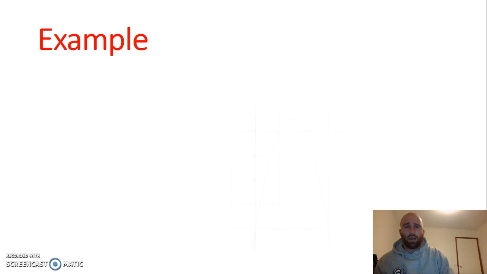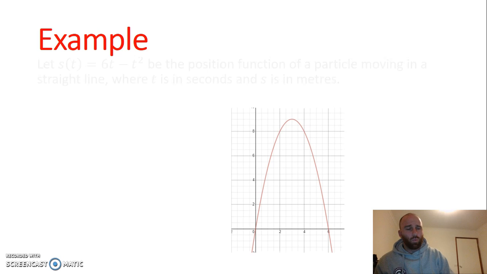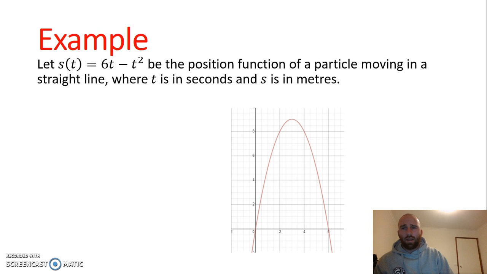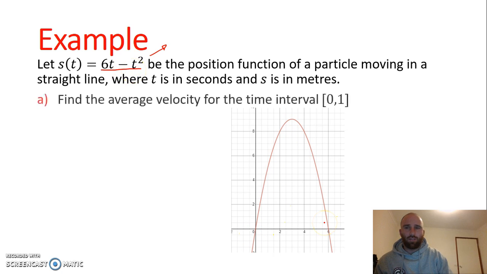An example. Let s of t equal 6t minus t squared be the position function of a particle moving in a straight line, where t is in seconds and s is in meters. This is what it looks like when it's graphed. Remember, the negative t squared represents a negative parabola, and you'll get your intercepts at 0 and 6.